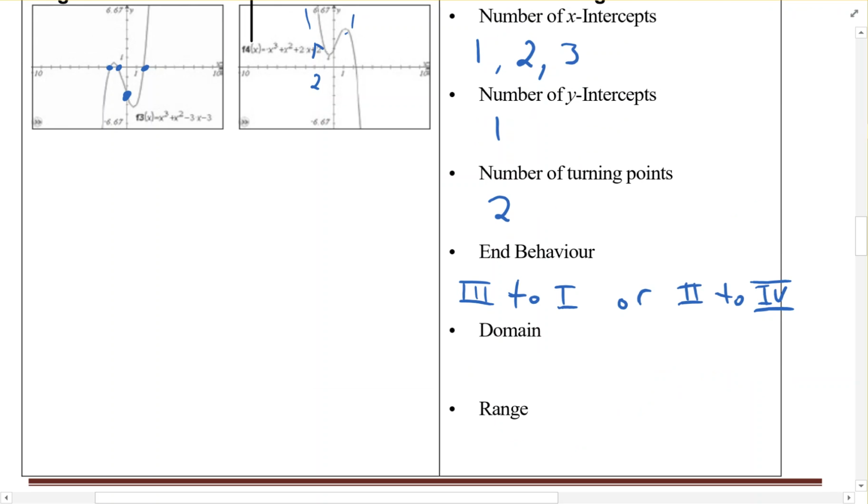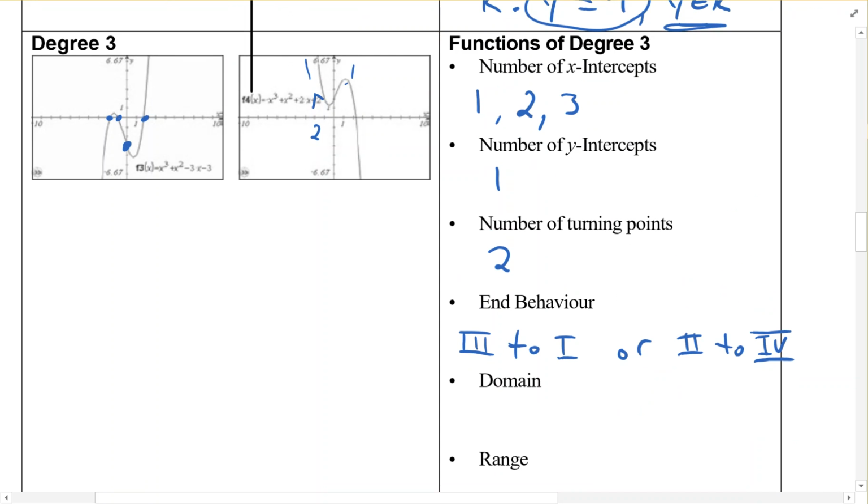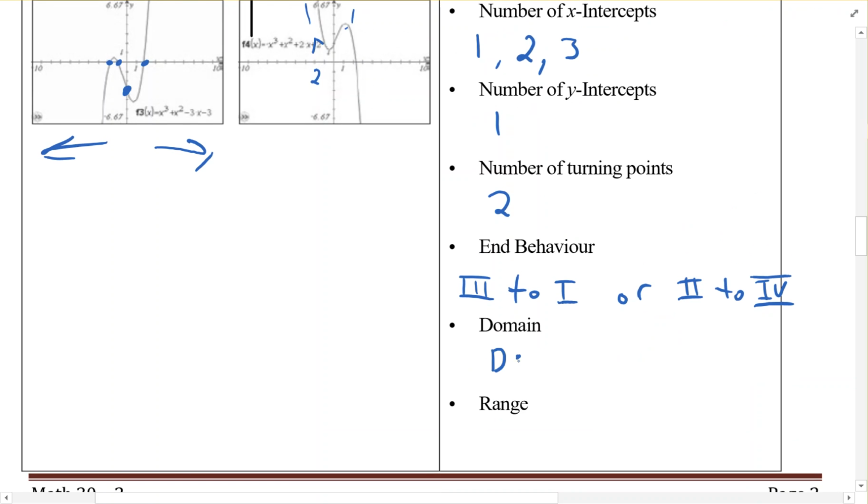All right, domain. Domain's really easy with these ones, because no matter what happens, this is going forever that way, and it's going forever that way. So we just say domain, so D and dot dot, an easier way of writing it. You just say x is a member of the reals.